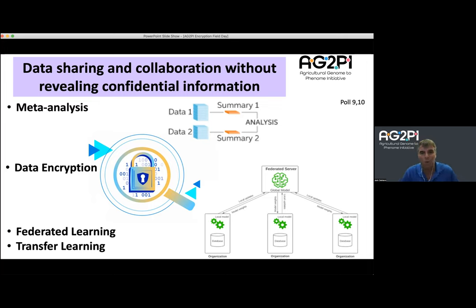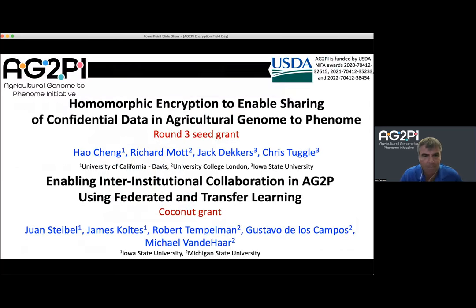Of course, that could address the confidentiality issue, the inability of companies to share their data with other companies, but it may not address the requirements of journals or of the federal government. So that's something we should also start thinking about.